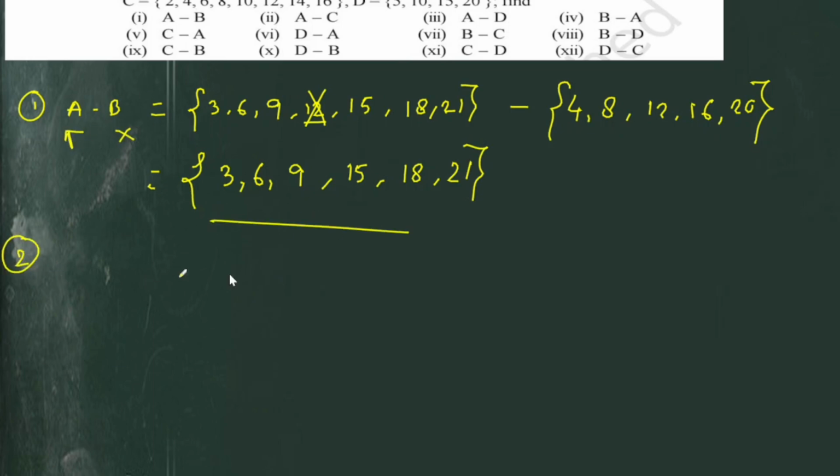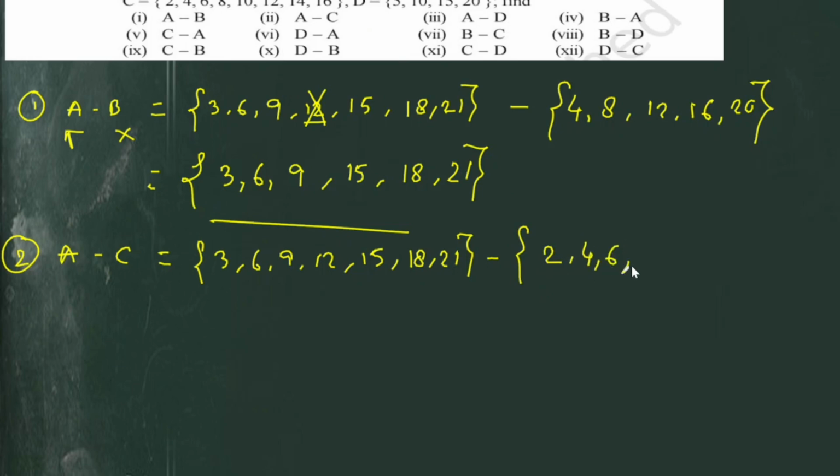Next, number 2. A minus C. So first we'll write the elements of A: 3, 6, 9, 12, 15, 18, 21, minus C. C is 2, 4, 6, 8, 10, 12, 14, 16. We have to find A minus C, meaning elements which belong to A but not to C. Basically we have to remove the elements present in C from A.